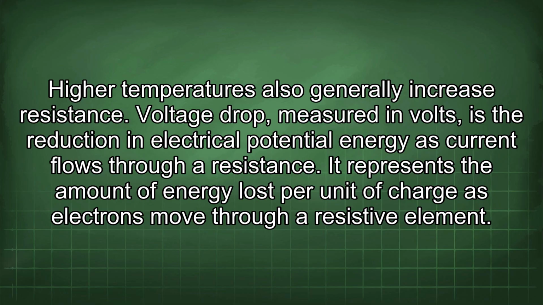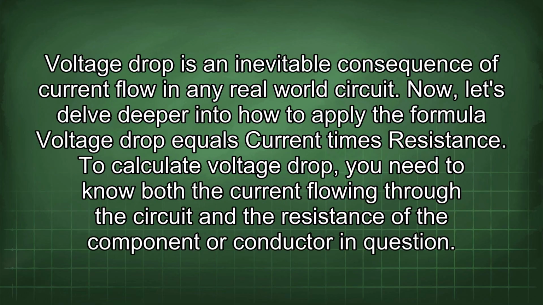Voltage drop, measured in volts, is the reduction in electrical potential energy as current flows through a resistance. It represents the amount of energy lost per unit of charge as electrons move through a resistive element. Voltage drop is an inevitable consequence of current flow in any real-world circuit. Now, let's delve deeper into how to apply the formula voltage drop equals current times resistance.